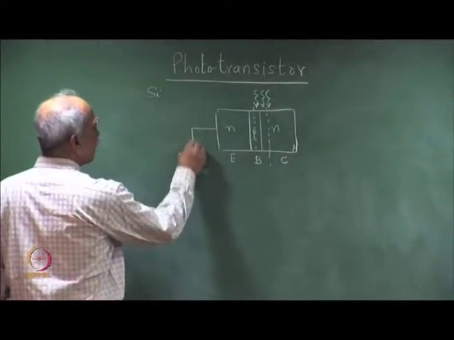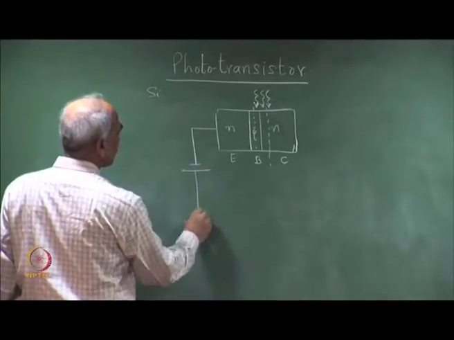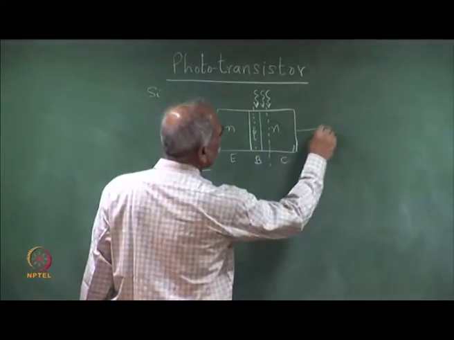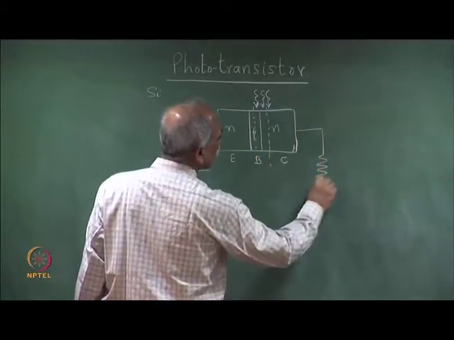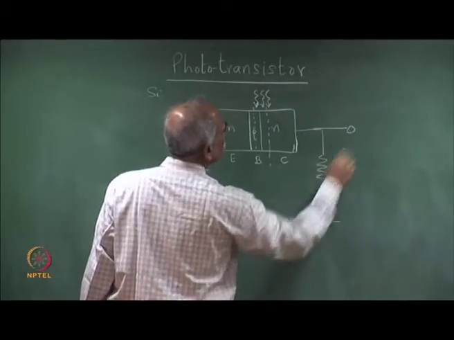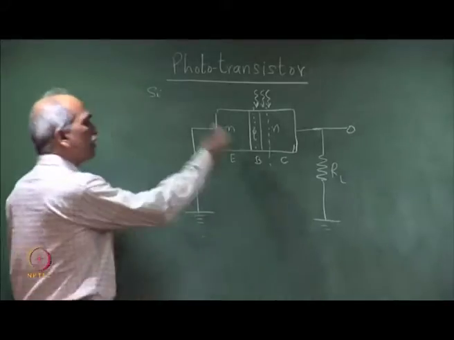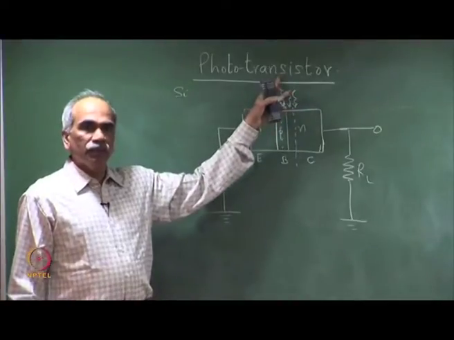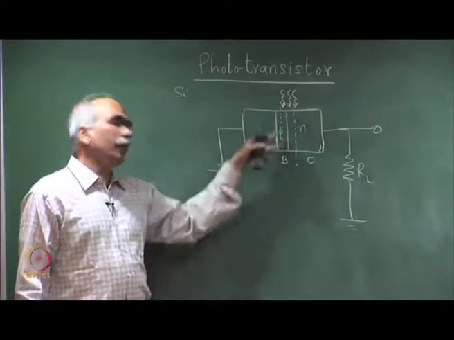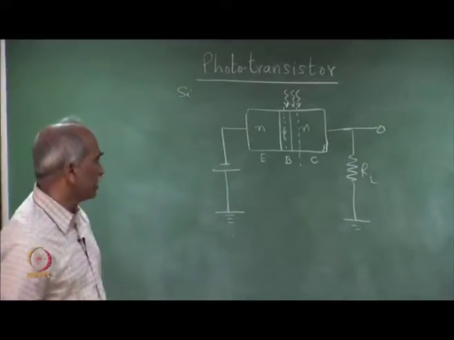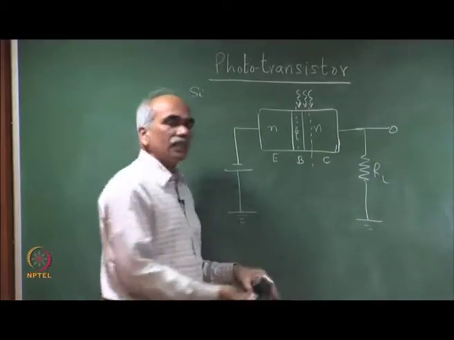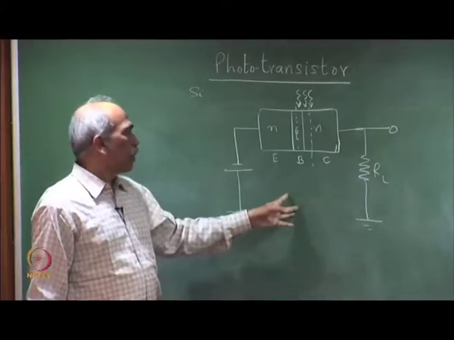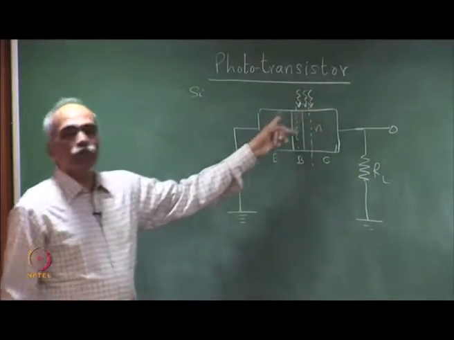So, usually this end is forward biased, and in a phototransistor normally this is the load resistance. Normally, the base is not connected, because the incident photon flux does the same job as the base current. What the base current does to achieve transistor action, where we get a current gain because of the base current, is achieved by an incident photon flux.